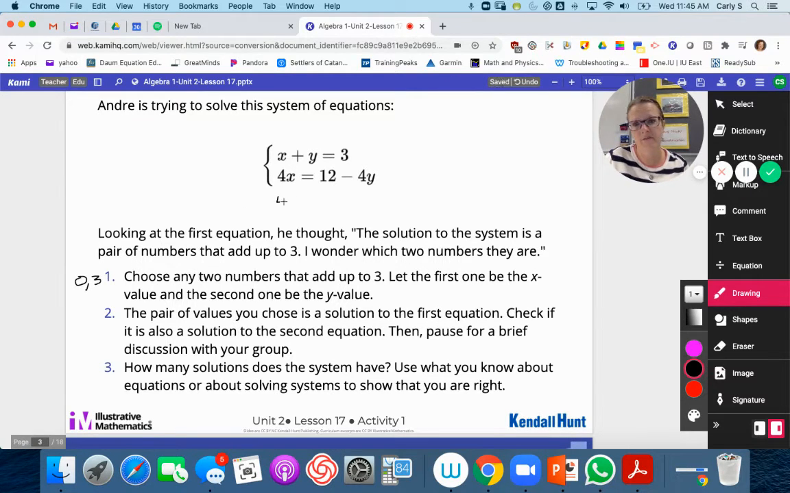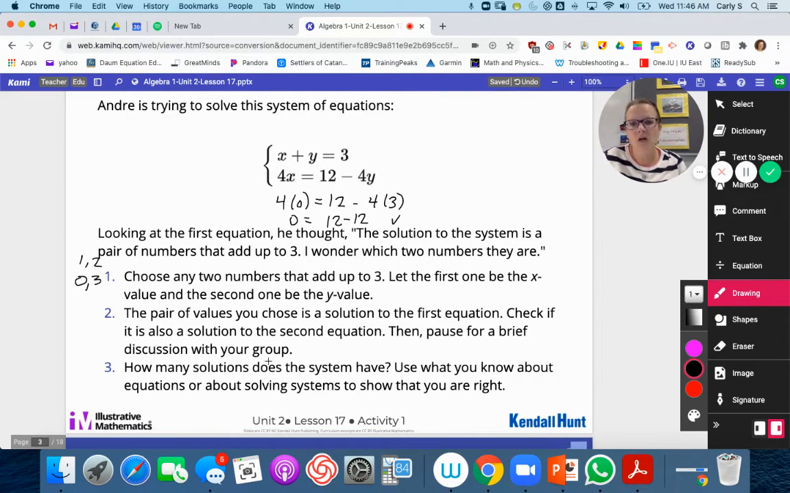So let's try it. 4 times 0 equals 12 minus 4 times 3. Ooh, 0 equals 12 minus 12, which is in fact 0. So 0 and 3 works. 1 and 2 works. I bet 2 and 1 is going to work. I bet 3 and 0 is going to work.